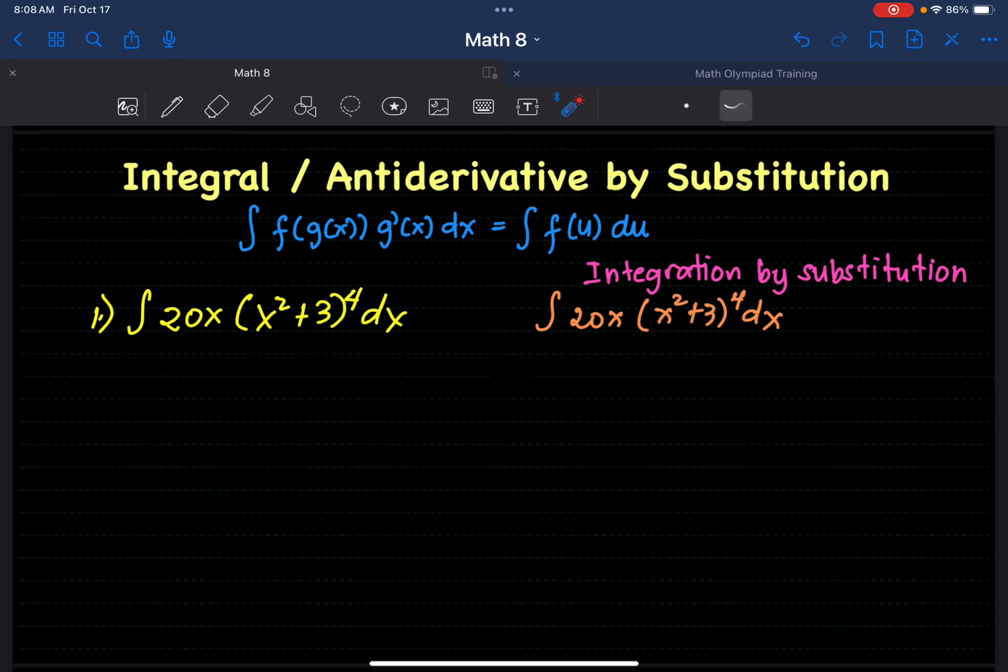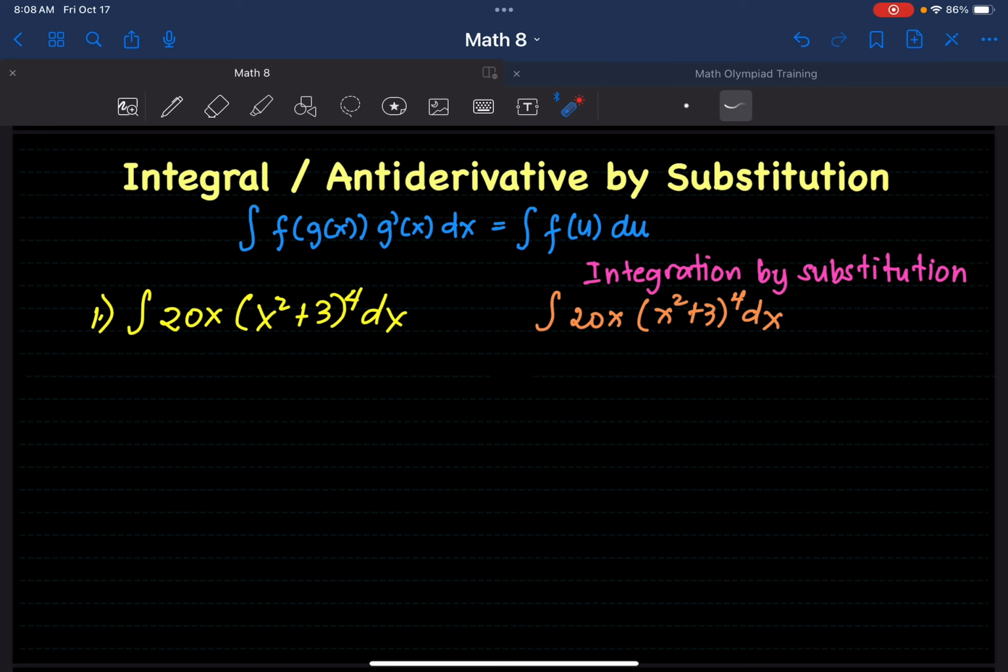So the integral of f of g of x times g prime of x is integral of f of u du. So we're going to substitute the function g by u and g prime of x with respect to x is du. So we're going to substitute that by u. And that way is called integration by substitution.